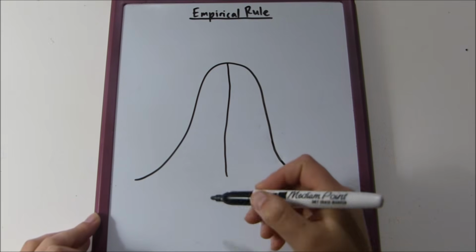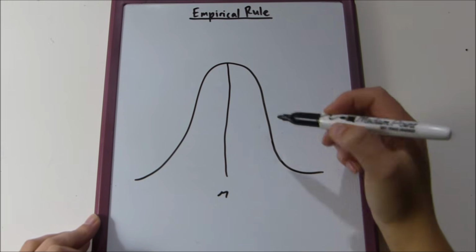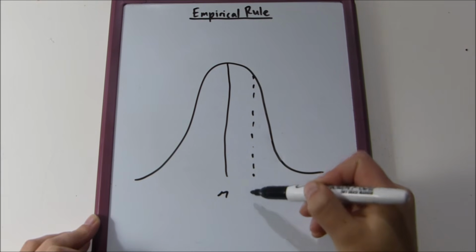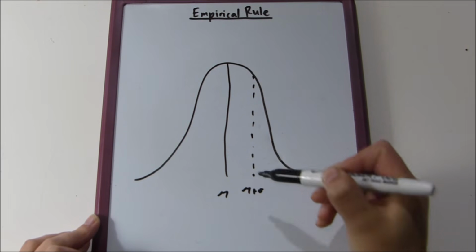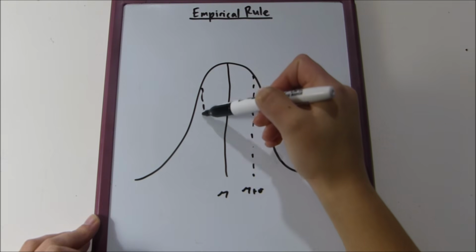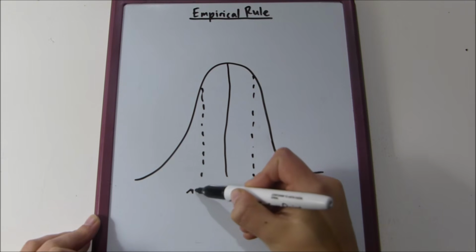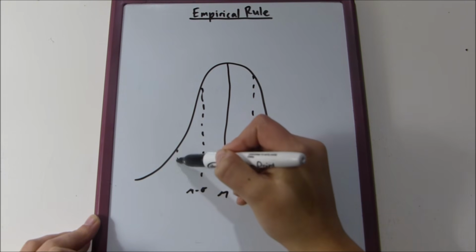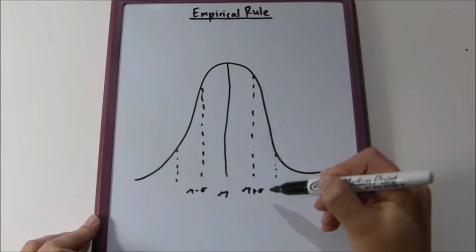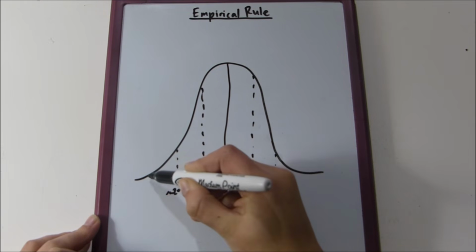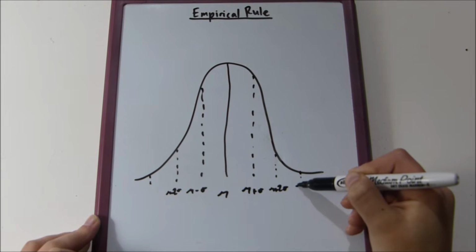Here is the mean, mu. Then let's say this is mu plus sigma, 1 standard deviation away. This is, good God, I cannot draw straight lines. Mu minus sigma, 2 standard deviations away. And then 3 standard deviations.